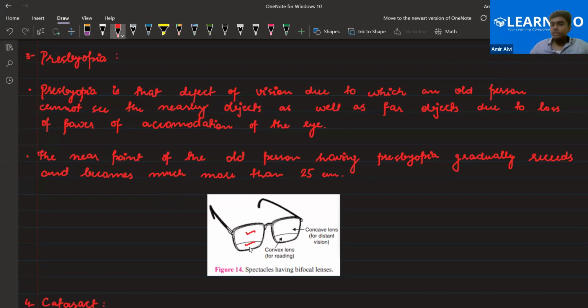Bifocal lens. It means that bi means two lenses are there. So the lower lens is basically your convex lens that is used to see the nearby objects clearly, because a convex lens is used to see the nearby objects clearly, everyone.